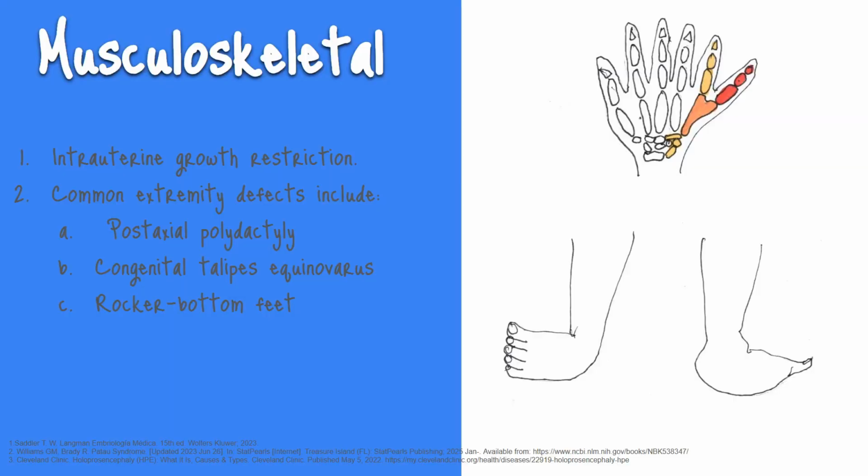It can also have congenital talipes equinovarus, which is also called a clubfoot. It's a condition present at birth where a baby's foot is twisted or rotated inward and downward. Or they can also have rocker bottom feet, which is this one, which is a deformity where the foot has a convexly rounded sole, making it look like the sole of a rocking chair.